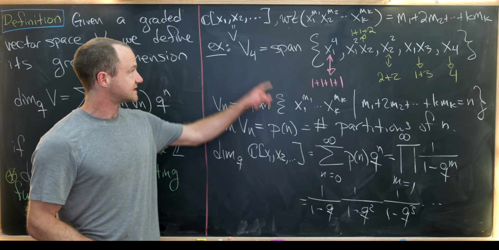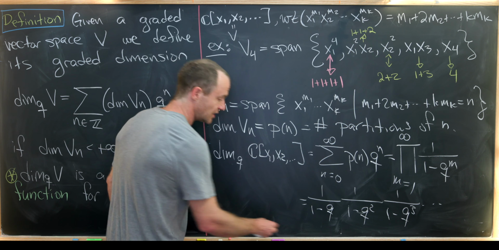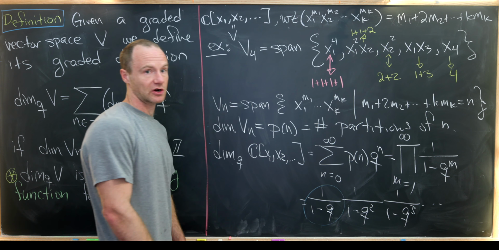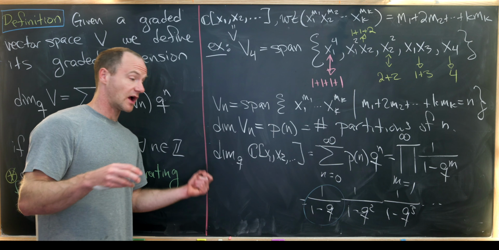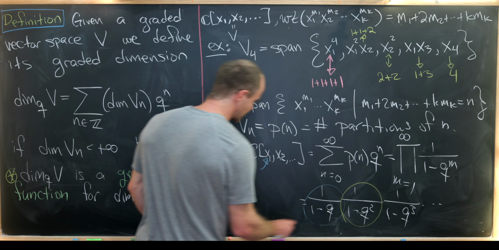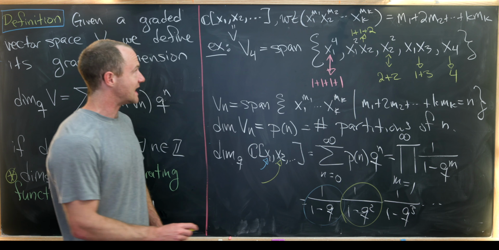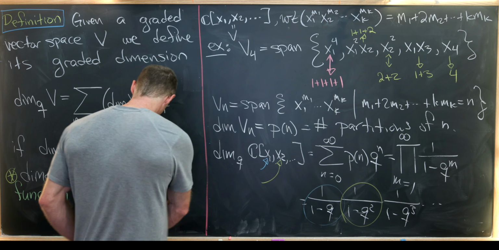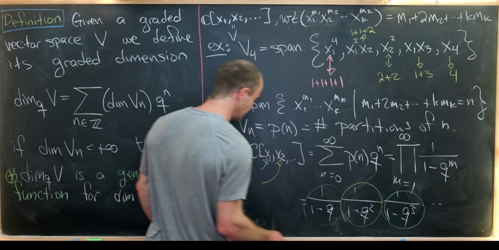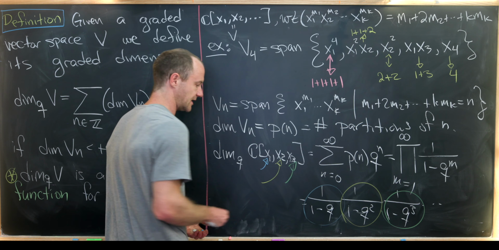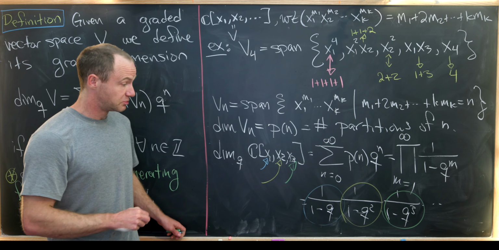So how to read this in terms of our variables here, you think that this 1 minus q term in the denominator is kind of connected to this weight 1 generator x1. Whereas this 1 minus q squared term is connected to this weight 2 generator x2, and so on and so forth. So this 1 minus q cubed term is related to this weight 3 generator x3. Okay, so that's looking nice.